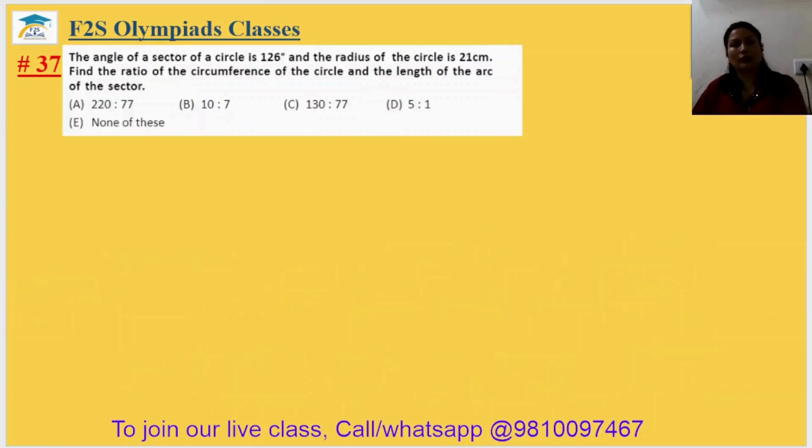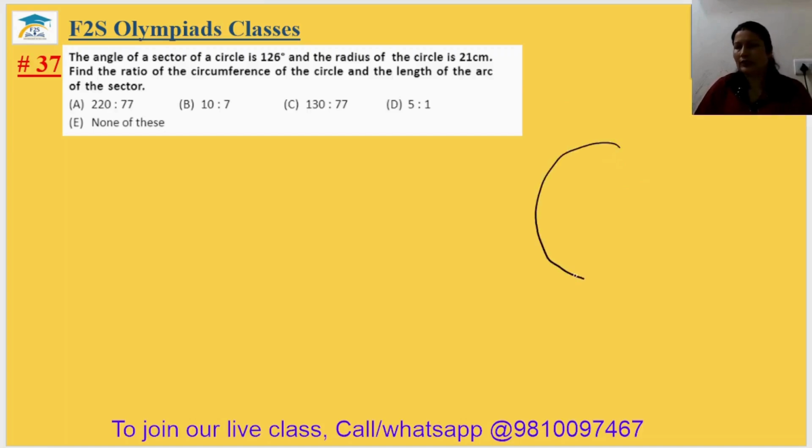Come to question number 37. The angle of a sector of a circle is 126 degree and the radius of the circle is 21 centimeter. Find the ratio of the circumference of the circle and the length of the arc of the sector. ठीक है, तो पहले हमें circumference का लेंथ निकालना है.